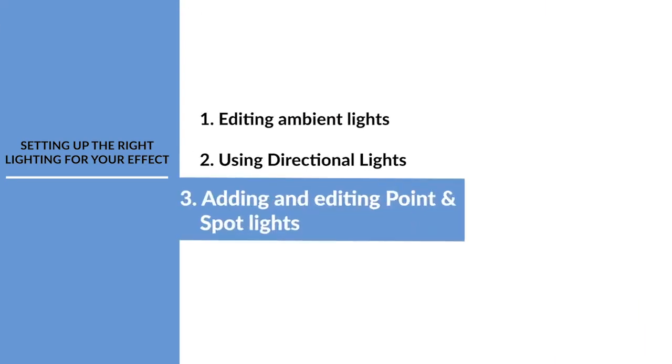Adding and editing point and spotlights. A point light is a sphere-shaped light that shines in all directions evenly. It becomes less intense with distance, like the sun. A spotlight is a cone-shaped beam of light, like a flashlight or a headlight.